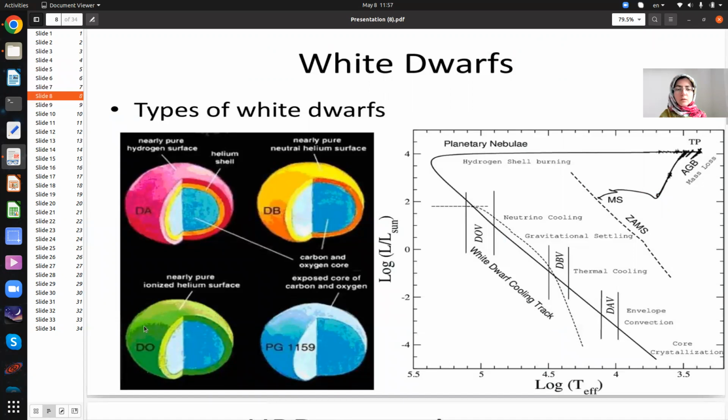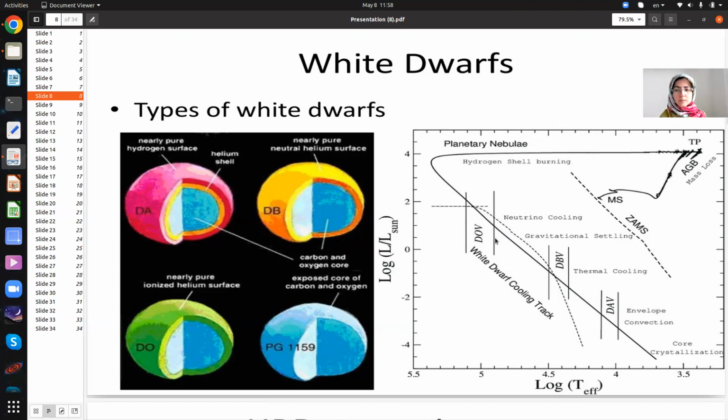And DO has a nearly pure ionized helium surface. And PG 1159 exposes the core of carbon and oxygen. And here, as you see, there are different kinds of white dwarfs depending on the spectral type: DA, DB, and DO. DOV is the hottest white dwarf type, and it has a nearly pure ionized helium shell.